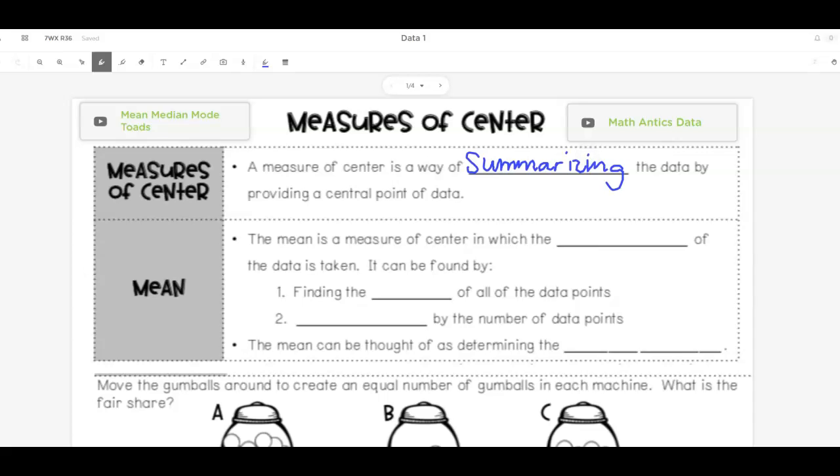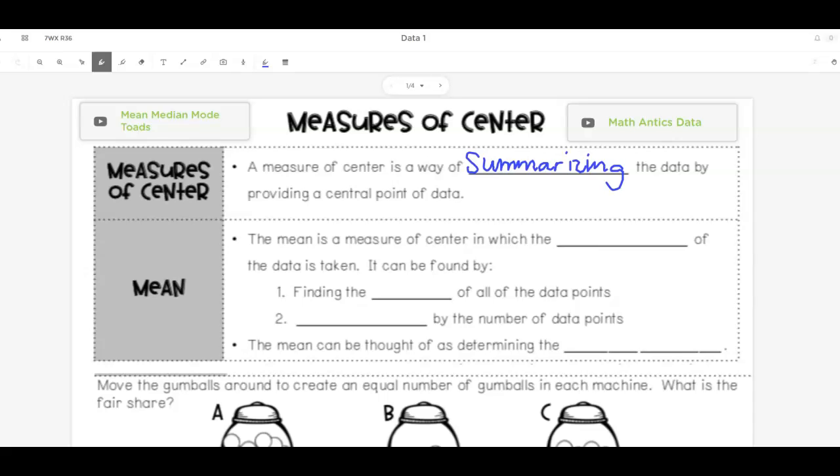Summarizing the data. So if I had 1,000 numbers in a data set, I could use things like the median or the mode to summarize what was going on. If I had to give them the big idea of what happened in that data set, I would use those numbers to summarize. We're also going to use those when we do box plots and dot plots. We'll be using mean, median, and mode.